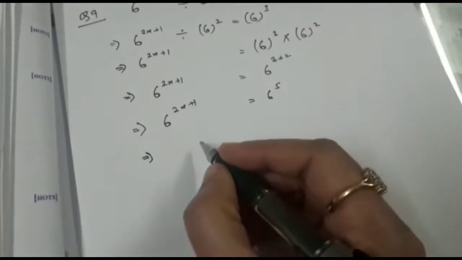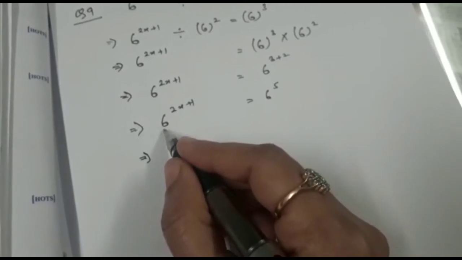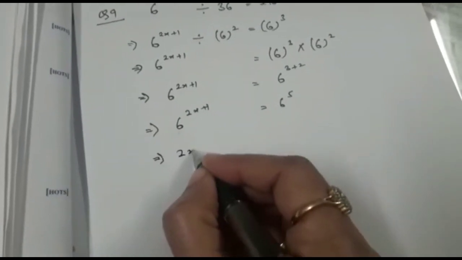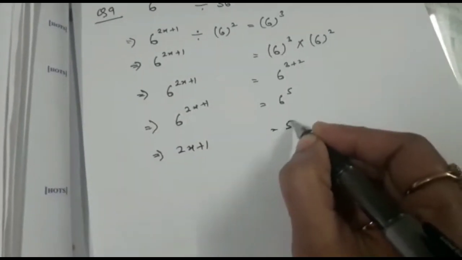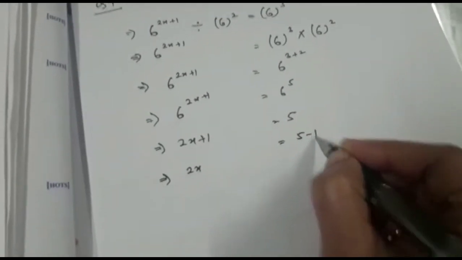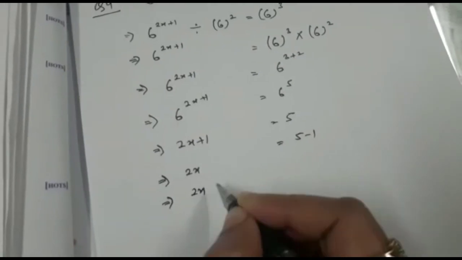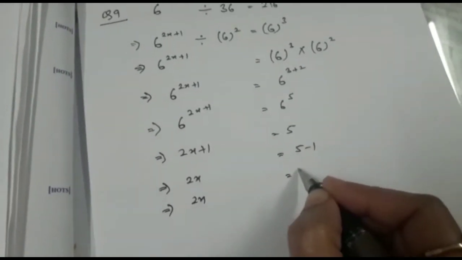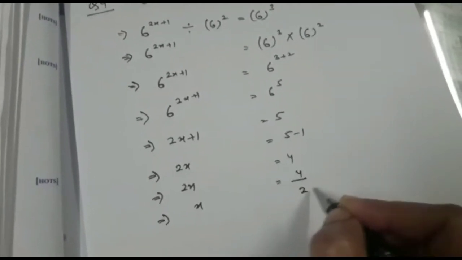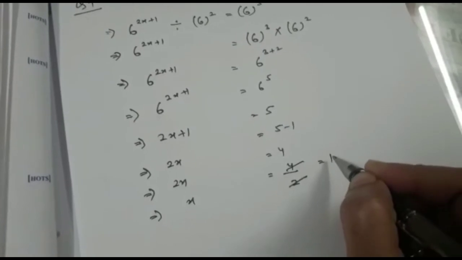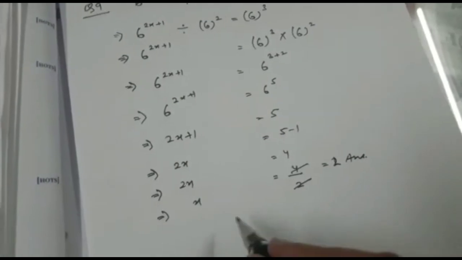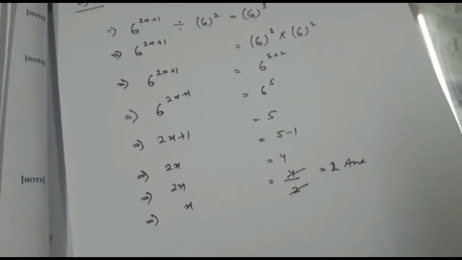Now, as we can see, the bases are same, 6 and 6, so we can write it as 2x plus 1 equal to 5, that is 2x equal to 5 minus 1, that is 2x equal to 4, that is x equal to 4 by 2. So we will cancel it and the answer comes out as 2. So this was question number 9.